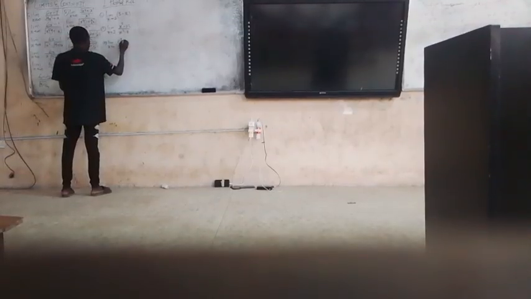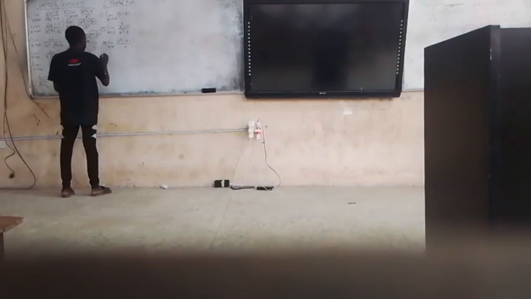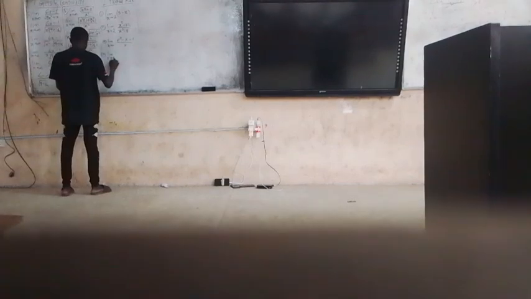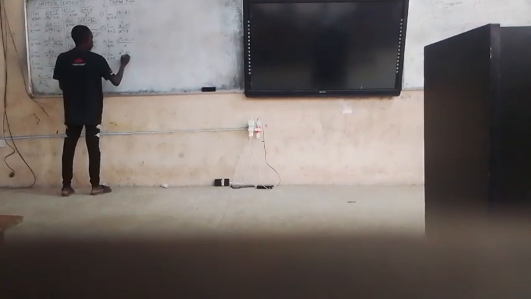Next, number 11. Limit as x tends to 4 of x cubed minus 64 all over x squared minus 16. Next one.